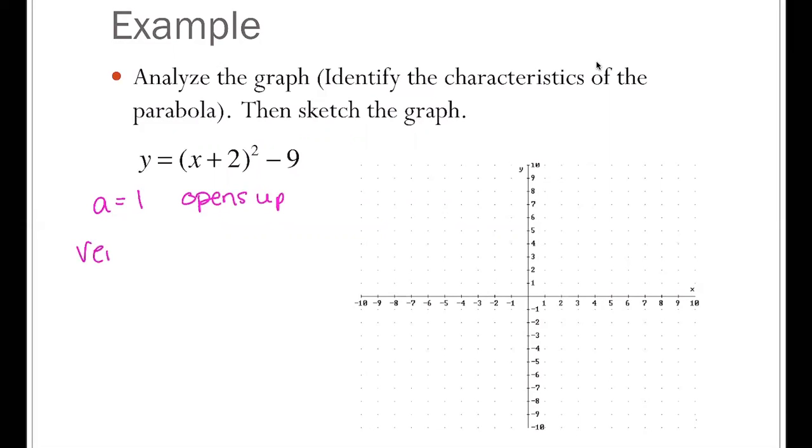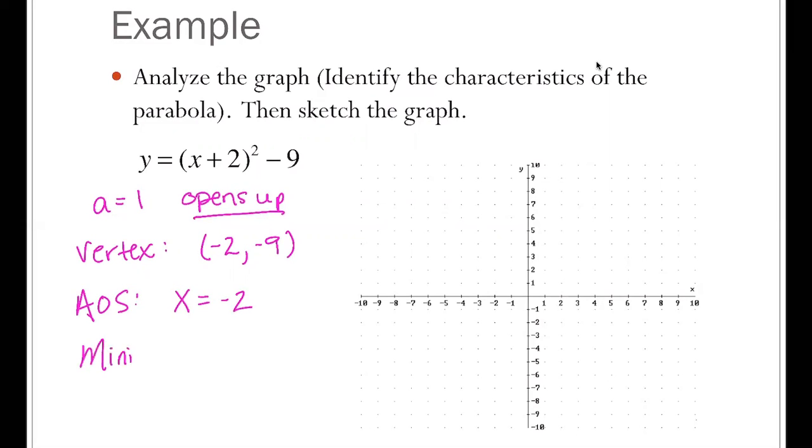Now I want my vertex. My vertex is always going to be the opposite of what's in the parenthesis and the number on the outside. So my vertex here would be -2, -9. Now my axis of symmetry always has to be an equation, and it's always the x value of your vertex. Now, if your quadratic or your parabola is opening up, then we have a minimum value. And our minimum value here would be y equals -9.